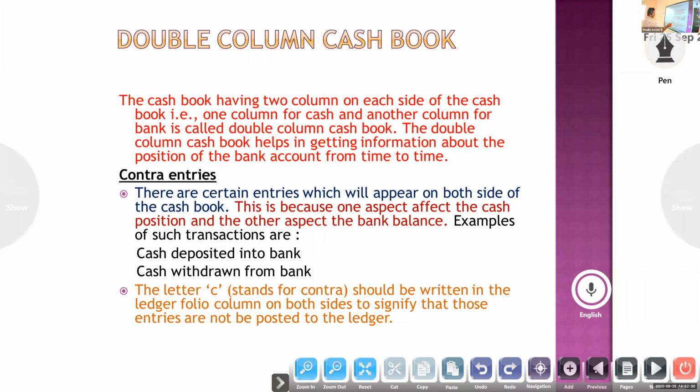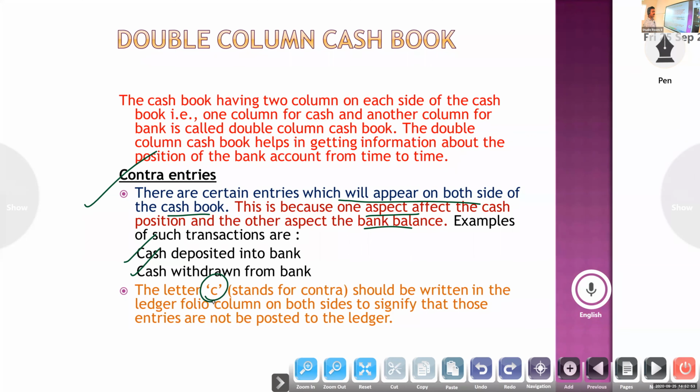That is the double column. Then one thing you have to remember, it is very important: contra entry. There are certain entries which will appear on both sides of the cash book. One aspect is cash, the other aspect is bank. It will come on both sides. Example: cash deposited into bank and cash withdrawn from bank.